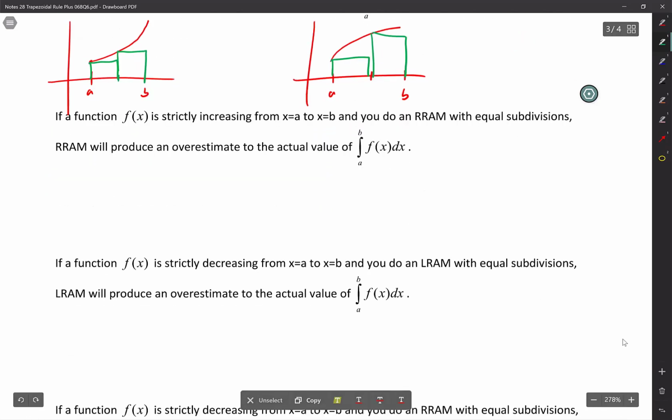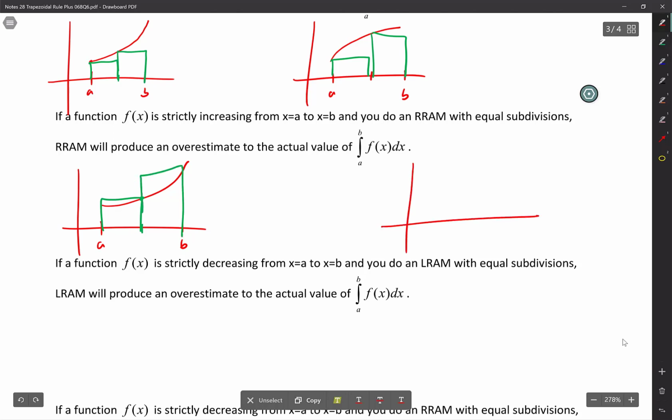If a function f of x is strictly increasing from a to b, and you do an RRAM with equal subdivisions, RRAM will produce an overestimate. Okay, well, let's do a sketch. Again, same type of sketch. Here's A, here's B. I'm drawing 2 rectangles, so split in the middle. RRAM. Yep. Let's see if it does the same thing for concave down. Strictly increasing. That's A, that's B, and right smack in the middle, and RRAM again. Yep, overestimate. There's more rectangle than the curve.